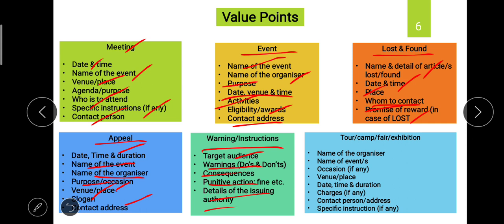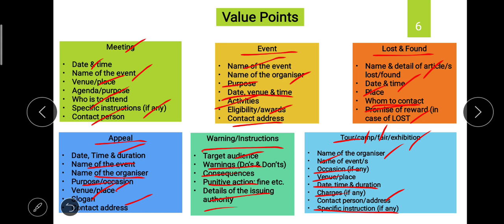And the last one is, if it is related to some tour and travel, then camp, fair or exhibition. So make a mention of the name of the organizer, name of the event, occasion, why this event is being conducted, then venue or place, date, time and duration, then charges. If it is applicable, then we should make a mention of the charges too. Then contact person or the address, and specific instructions, if we want to give certain instructions which need to be followed by the participants, they must be mentioned in the notice.